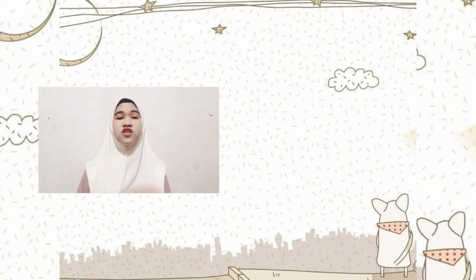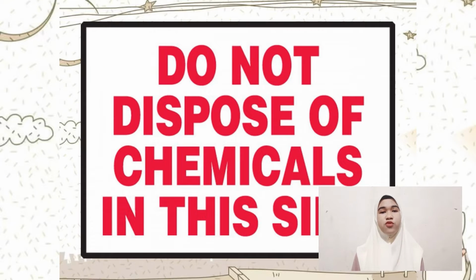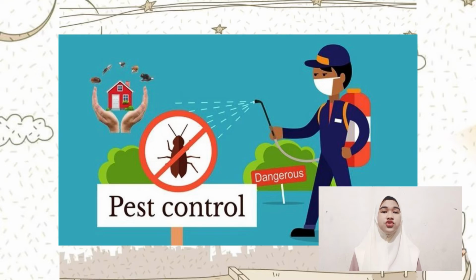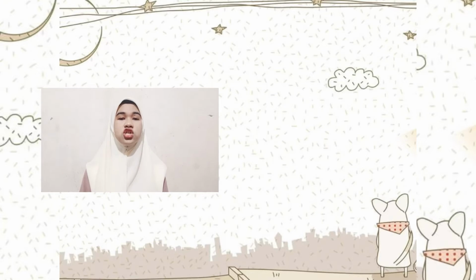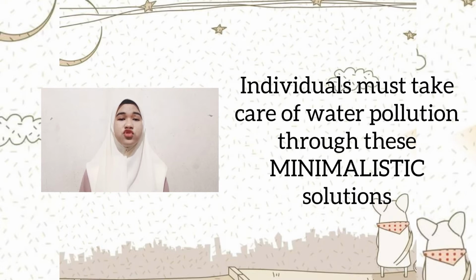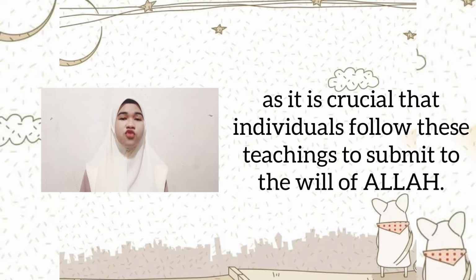This showcases to individuals that they must take action against water pollution through simple everyday tasks in order to carry out good deeds. Not disposing of chemicals in sinks, avoiding pouring certain liquids in sinks, minimizing use of detergents, and designing and installing rainwater tanks in order to minimize water pollution. This Islamic ethical teaching shows that the environment is a gift, and individuals must take care of water pollution through these minimalistic solutions in order to truly carry out good deeds, as it is crucial that individuals follow these teachings to submit to the will of Allah.